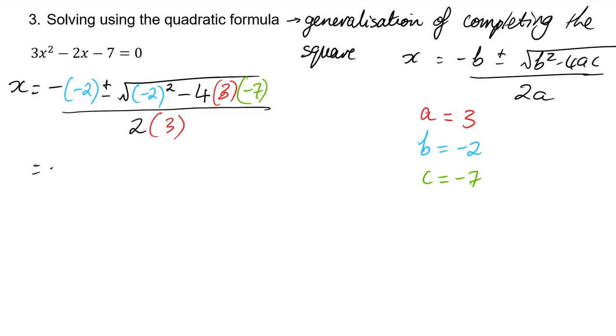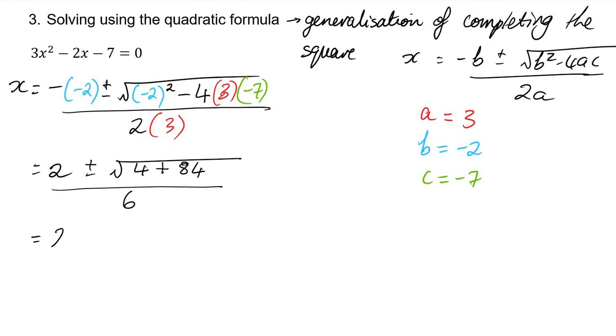Tidying up the numerator gives us positive 2, negative of a negative, plus or minus the square root of 4 minus negative 84, so plus 84, divided by 6. 2 plus or minus the square root of 88 over 6.